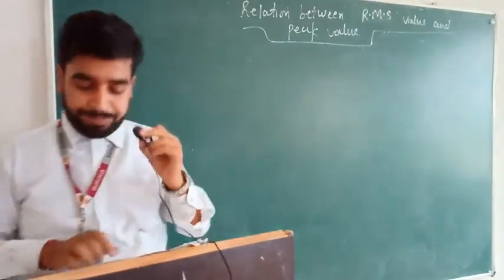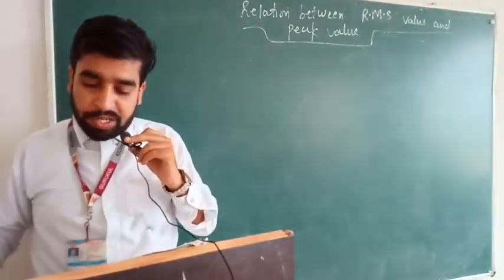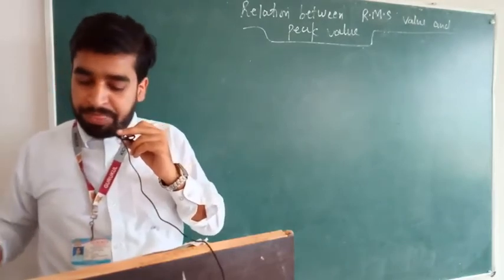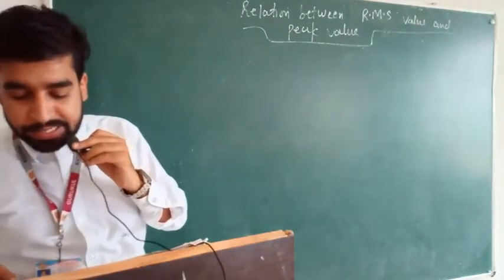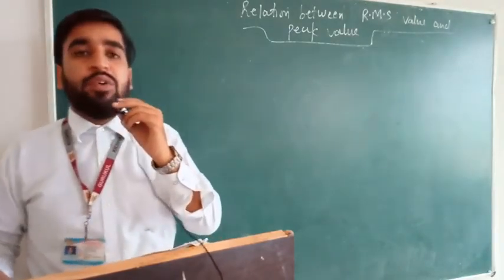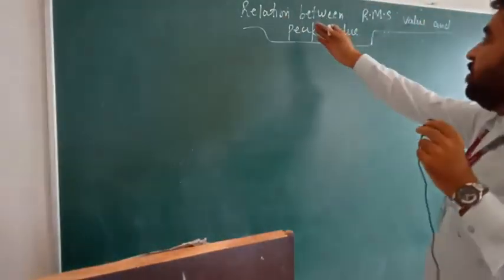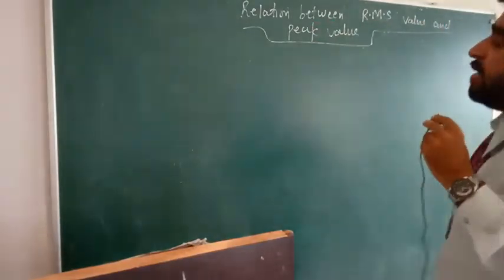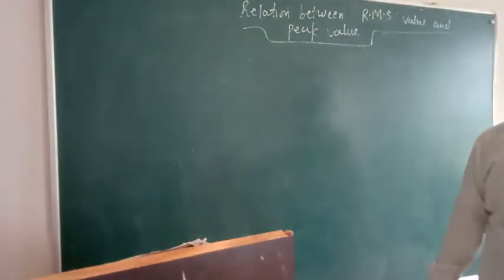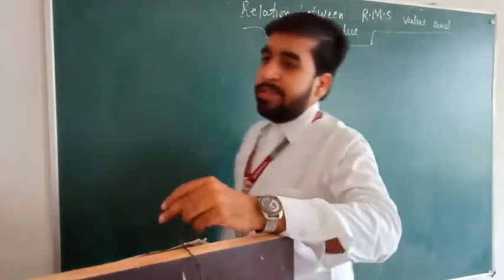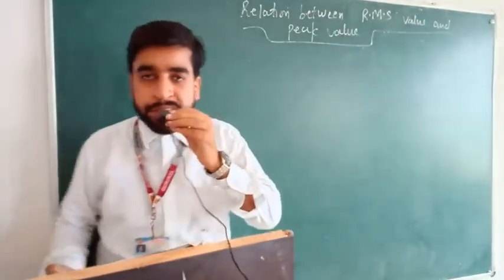Hope you are fine. So, students, the alternating current chapter was going on, and we were discussing the root mean square value of current, the RMS value of current. We are going to plot a relation between the RMS value and the peak value. What is the RMS value? Why do we need this RMS value?